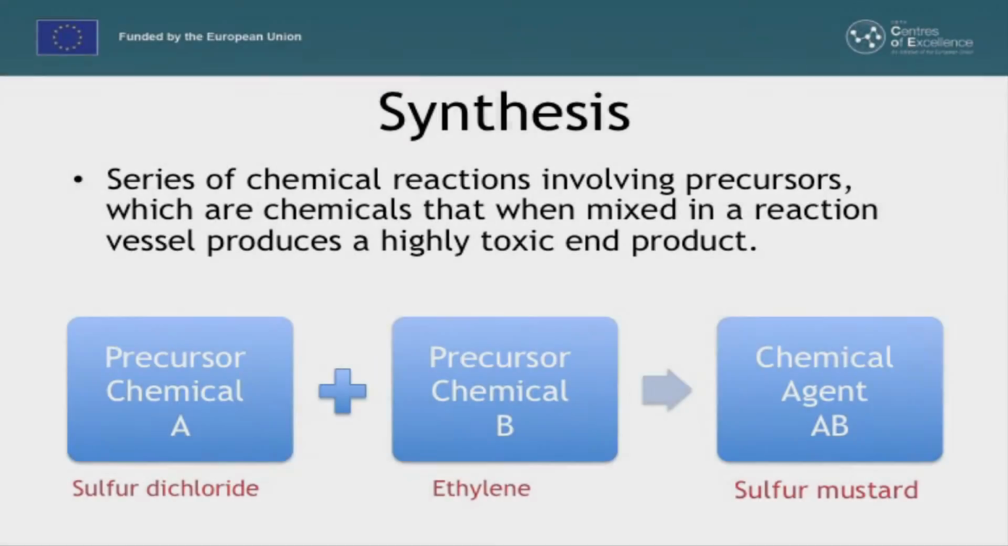Production methods for all major chemical weapons have been published in open sources and are therefore widely available. Chemical terrorism is the calculated use of a chemical agent by a non-state actor to achieve political, religious, or ideological goals. Chemical agents are created by synthesis, a series of chemical reactions involving precursor chemicals, or ingredients, mixed in a reactor, that result in end products that are highly toxic.